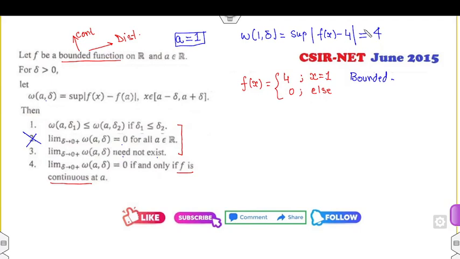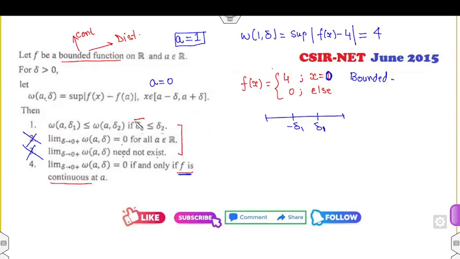The limit need not exist, but its existence is required. So this option is also cancelled. This example is not applicable for this because we need a continuous function. Now look at this example. What is the meaning of this? If I choose, for this case, a equal to 0, then this interval will be my minus delta 1 to plus delta 1.